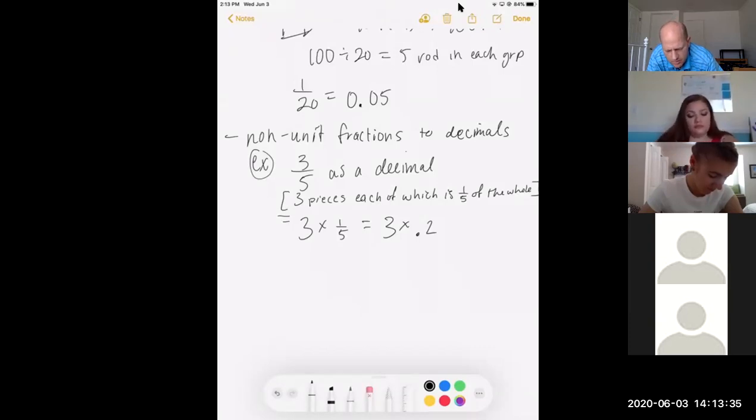So 0.2 can be thought of as 2 flats. I take my big cube, separate it into 10 flats, and I need to put those flats into 5 groups. So that's only room for 2 flats per group, right? And so we have 3 times 0.2. And when we multiply that together, we get 0.6.